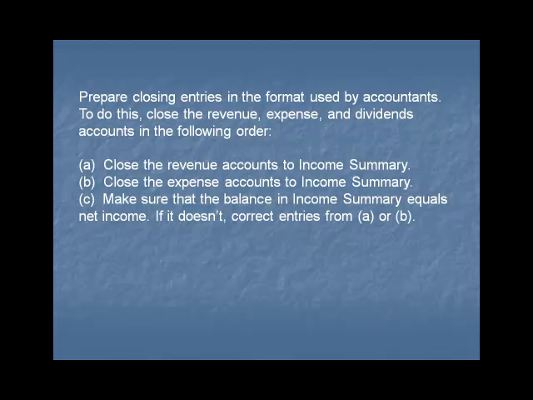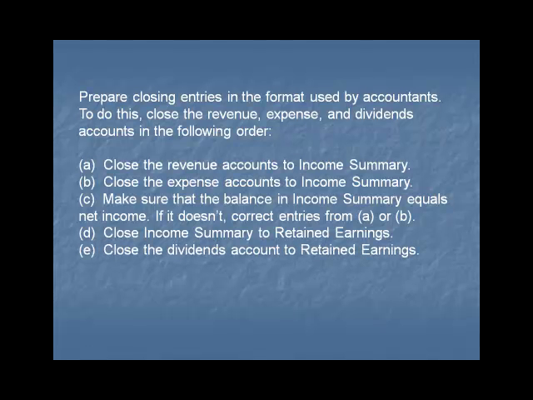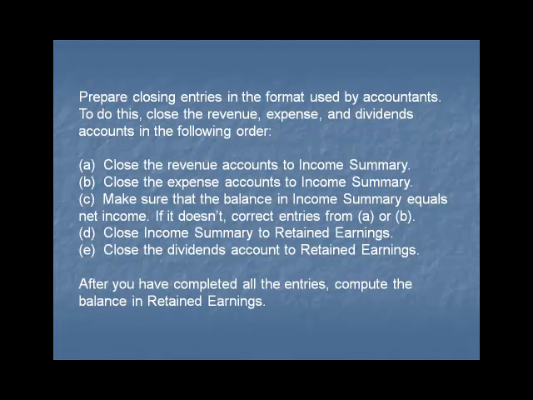If it doesn't, then we're going to have to go back and correct entries from either entry A or B. Then we'll close the income summary to retained earnings. Then we'll close the dividends account into retained earnings. After you've completed all these entries, then we'll compute the balance in retained earnings.